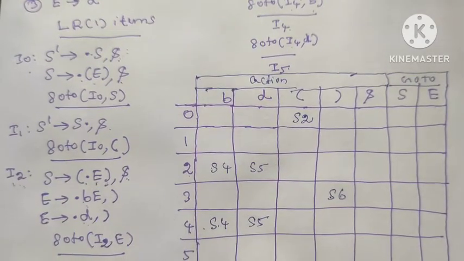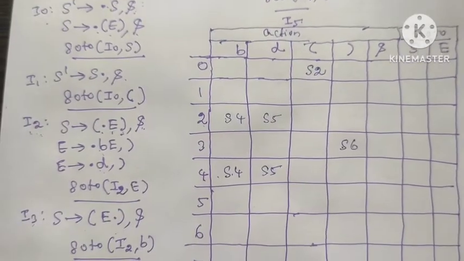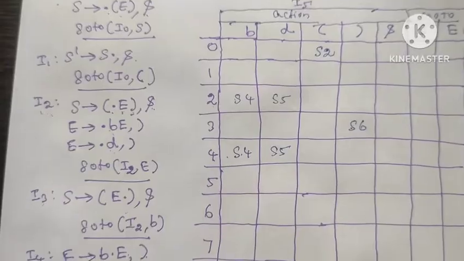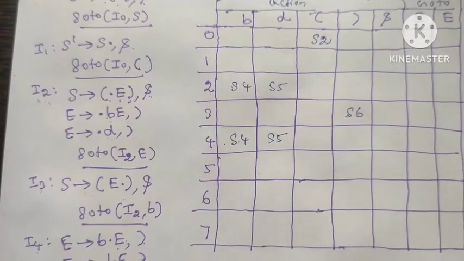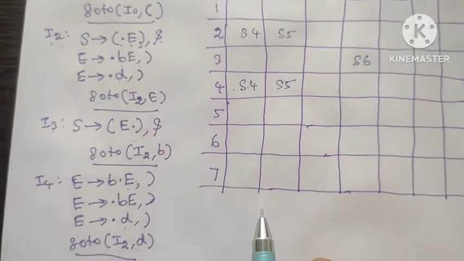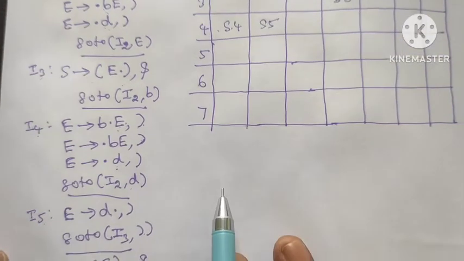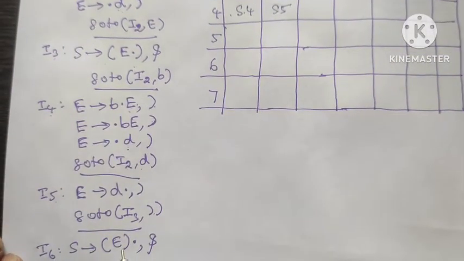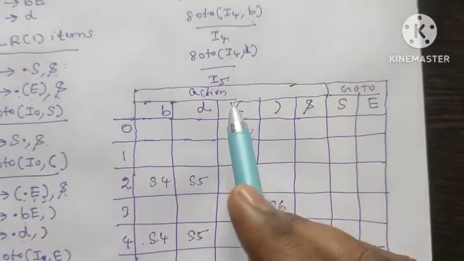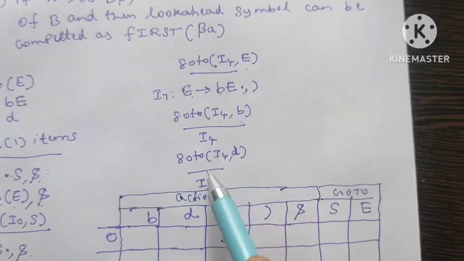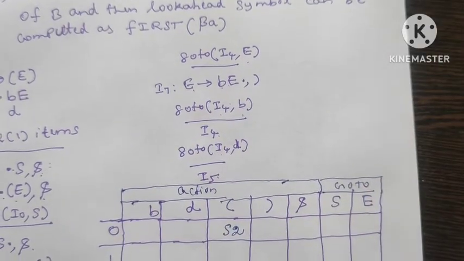Now we will see whether in I5 there is any dot before any terminal. We don't have a dot before a terminal in I5. Now come to I6. In I6 also we don't have a dot before a terminal. Now come to I7. We don't have a dot before a terminal there either, and that's it. So now we have stopped.